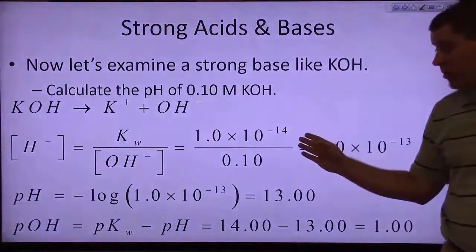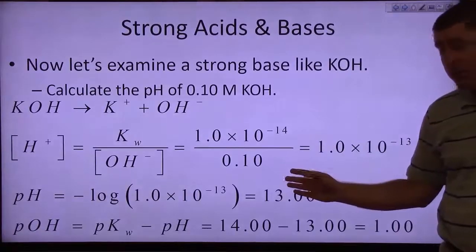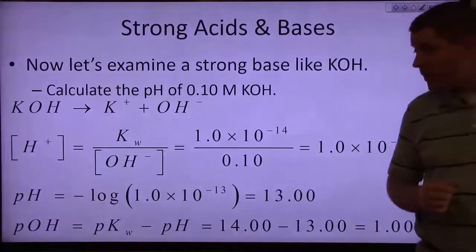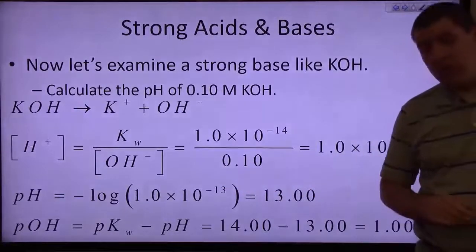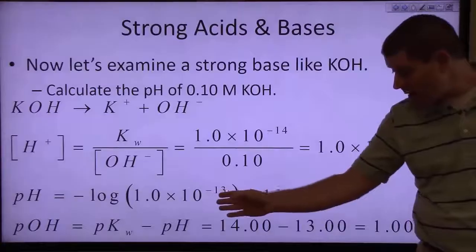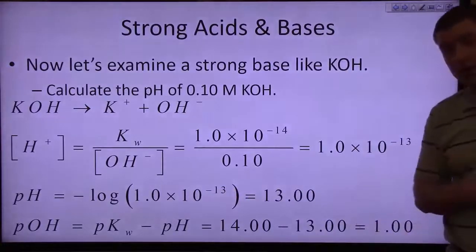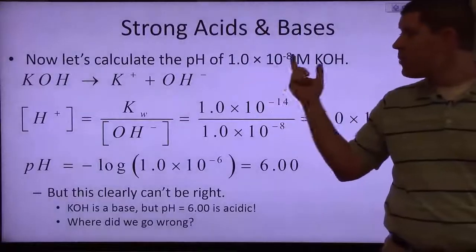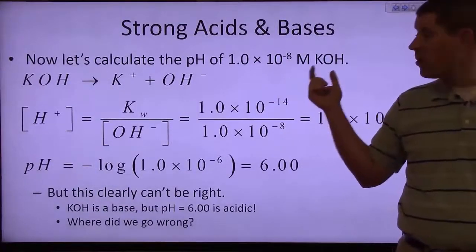concentration, which is 1.0 times 10 to the minus 14 divided by 0.1, which gives us then a value of 1.0 times 10 to the minus 13 molar. And then the pH is 13.00. And the pOH would then be 1.00. But now let's go with a more dilute solution. Let's calculate the pH of 1.0 times 10 to the minus 8 molar KOH.